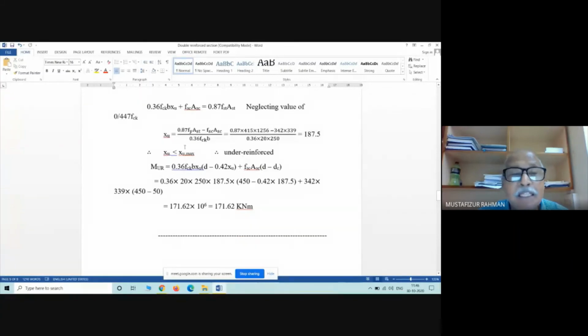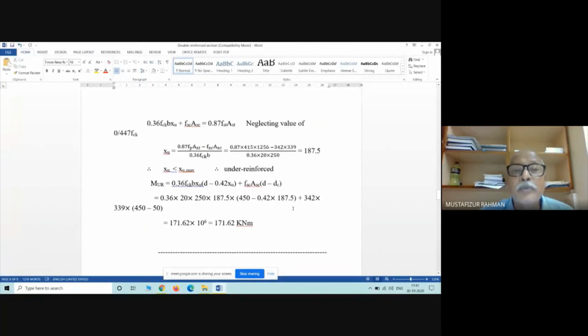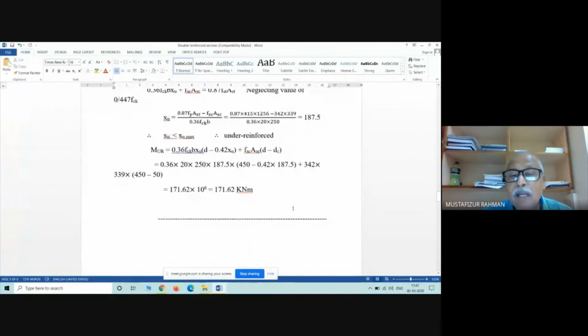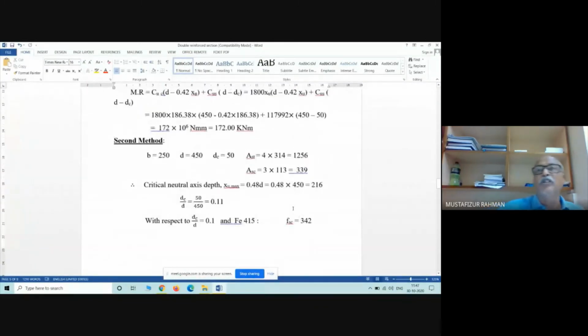Okay. Now this part we had not checked in our previous solution. There we can say, since XU is less than XU max, it is under reinforced. That means the reinforcement we are providing is less than whatever is required with respect to balance. So the moment of resistance we have to calculate with respect to the compression zone. So 0.36 FCK, this, FSC, ASC. Ultimately we had got 171.62. With our previous solution, we had got 172. It is 171.62, almost equal by both methods.